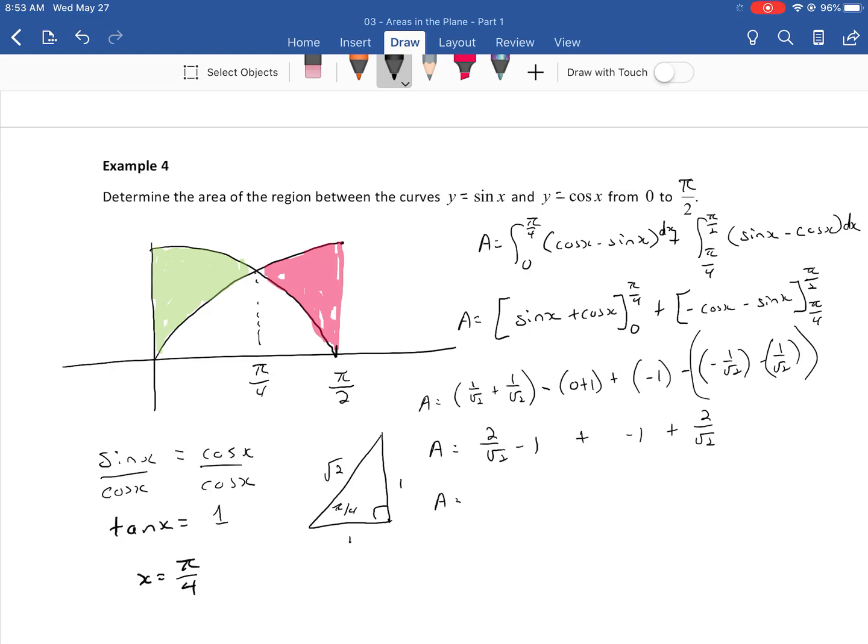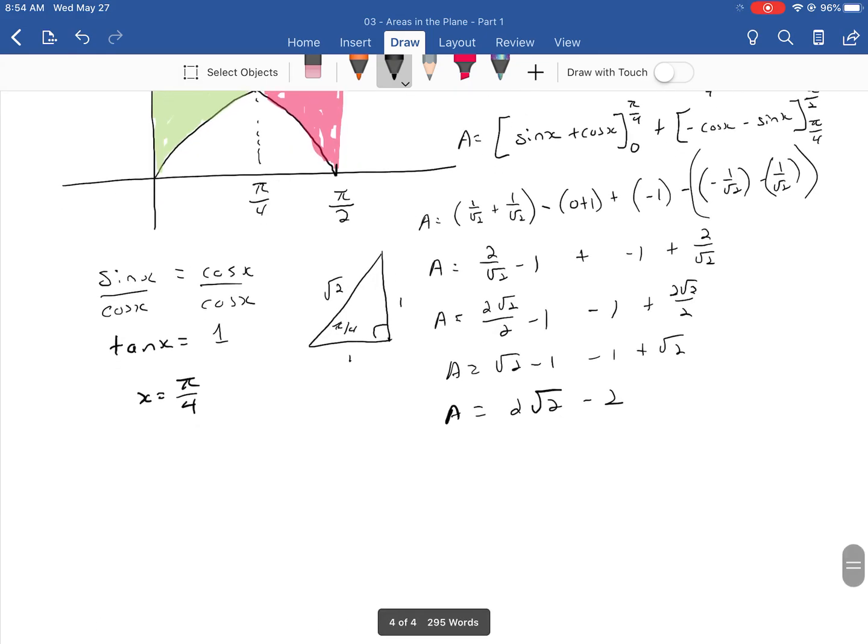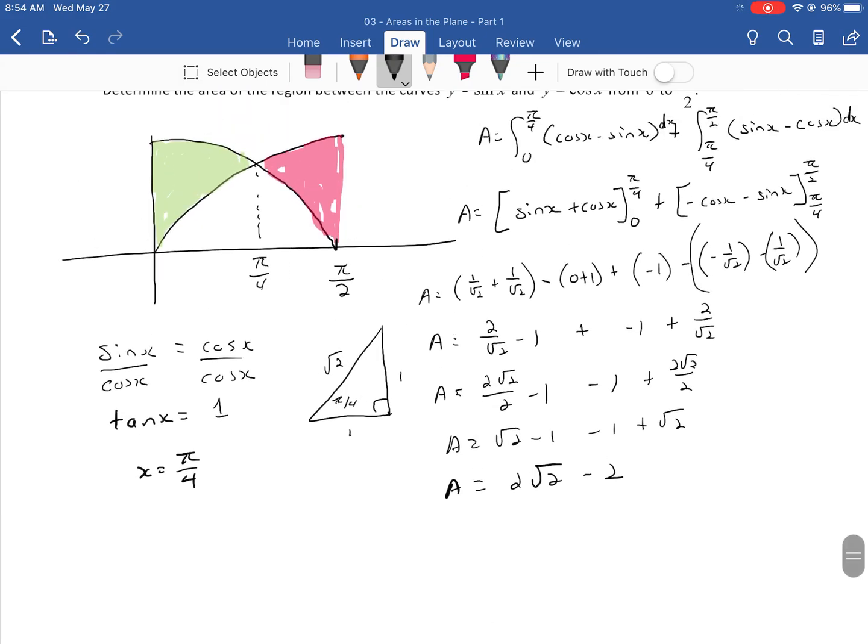So what I get is, let me rationalize those so you can see what happens. 2 root 2 over 2 minus 1 plus, we can just switch that to minus 1. We don't need the plus and negative anymore. Minus 1 plus 2 root 2 over 2, and 2 root 2 over 2 is just root 2. And so the final answer here I get is 2 root 2 minus 2, which is the total area of the green and the red put together.